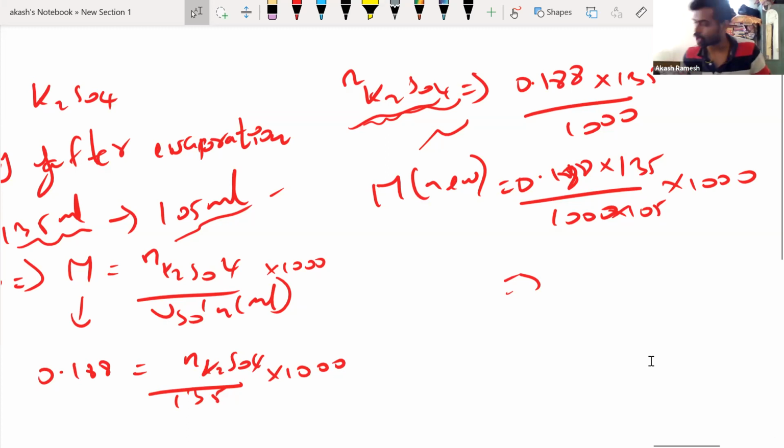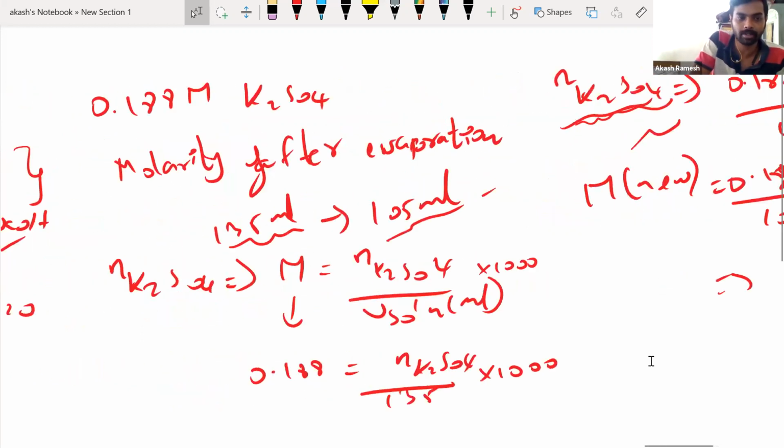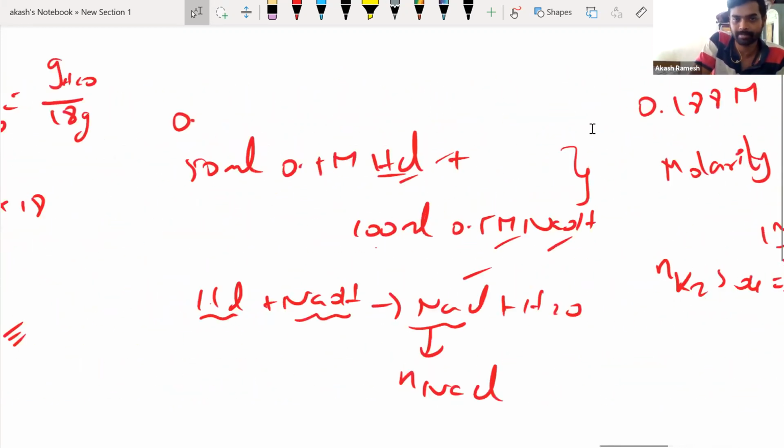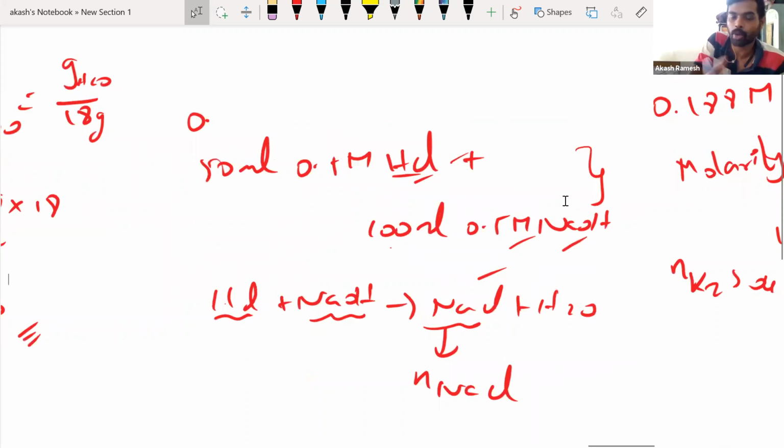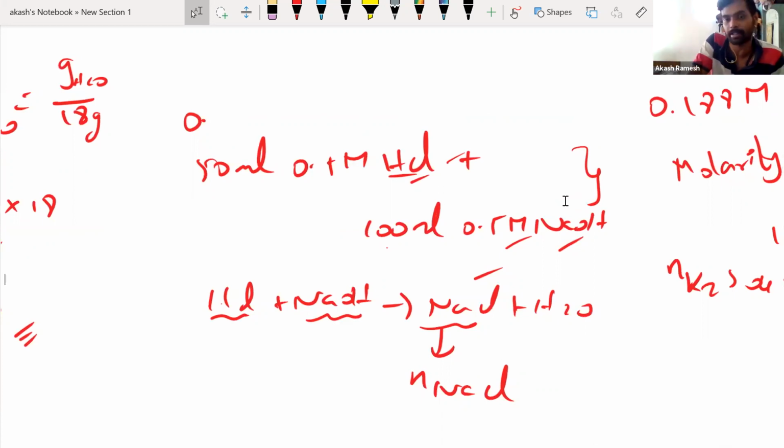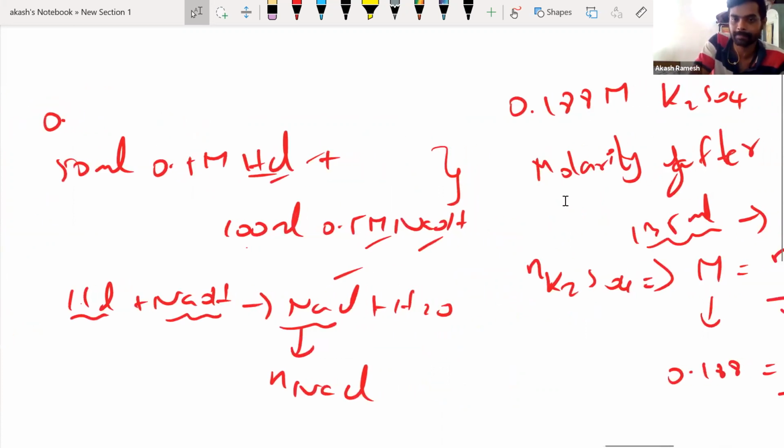Okay, guys, I think we'll stop with this for today. We will do a couple more problems, say 4 or 5, next class, and then we'll go for stoichiometry. If I give you information about one of the reactants or products, how will you find out the information about the other? That we'll do next class.